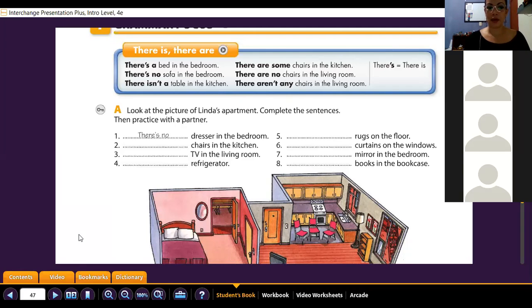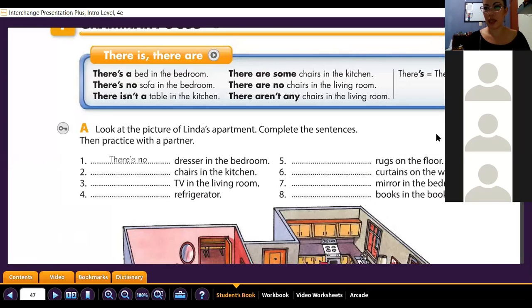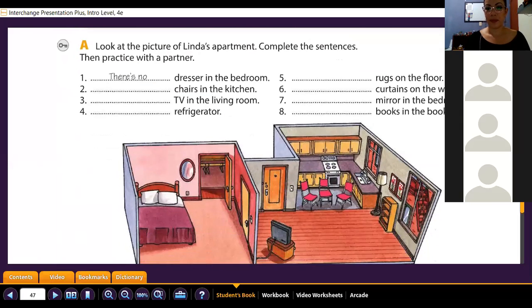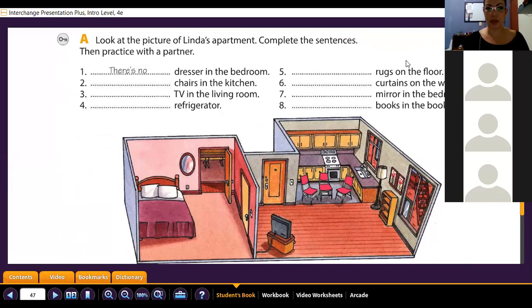With this, we can practice by doing this exercise. So in this, you have to look at the pictures and answer, okay? We have a picture here and we have to answer according to the picture. For example, if you look at the picture, in number one, it says dresser in the bedroom. ¿Qué era dresser? Do you remember qué era dresser? Ayer vimos ese vocabulario de los muebles. ¿Qué era dresser? A volunteer to answer. Como el gavetero. Exacto, excelente, gavetero. Entonces aquí, in the bedroom, no vemos un dresser. So the answer would be there is no dresser in the bedroom.